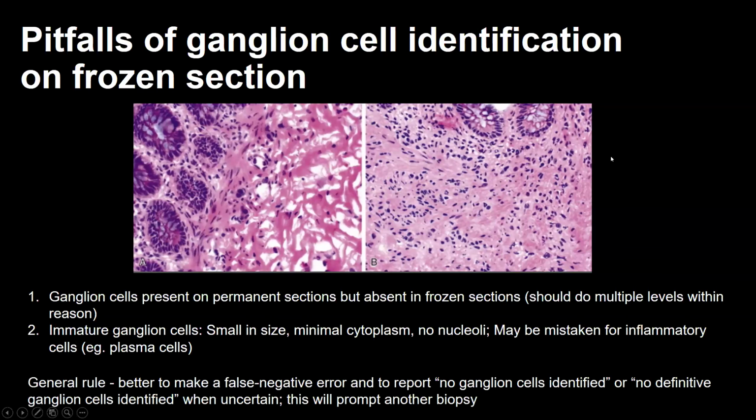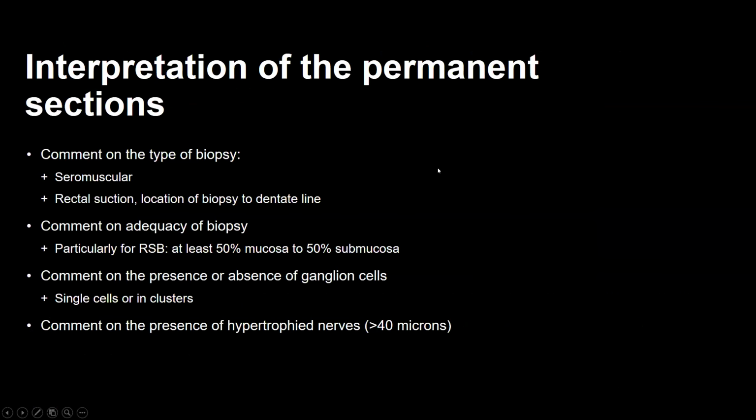So the general rule is it's better to make a false negative error and say no ganglion cells identified, or no definitive ganglion cells identified. I've certainly done that before when you're uncertain, and then it will prompt them to do another biopsy, perhaps at a higher level, so that you might be able to see better ganglion cells. So, interpretation of the permanent sections: what should we do?